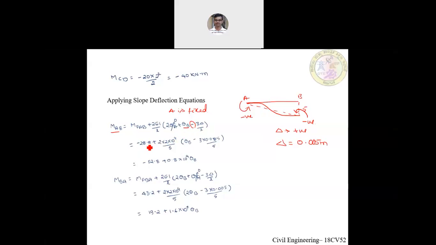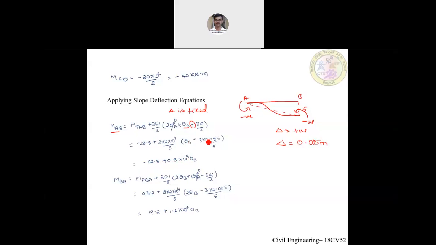Which is equal to minus 28.8, the fixed end moment, plus, here the value of EI is not changing and it is constant throughout the length of the beam. I will substitute the value of EI, the flexural rigidity given in the problem, as 2 into 10 power 4, divided by 5 into theta B minus 3 into 0.005 divided by the span of the beam, 5 meters, which works out, on simplification, to minus 52.8 plus 0.8 into 10 to the power 4 theta B.